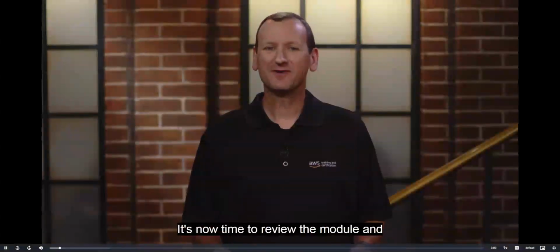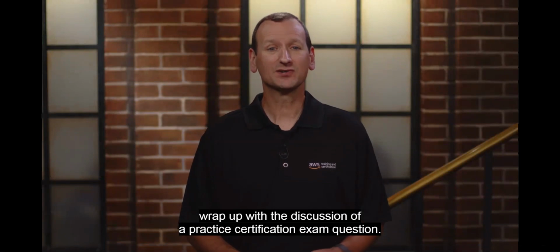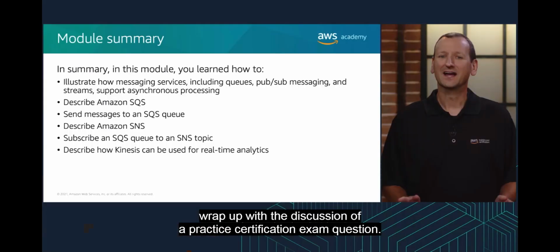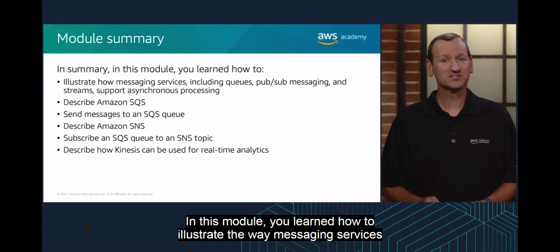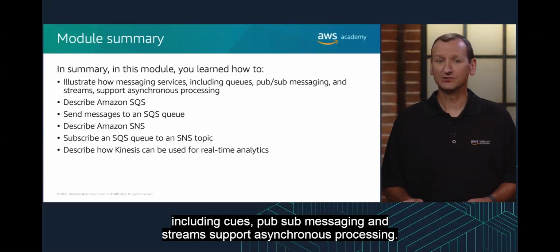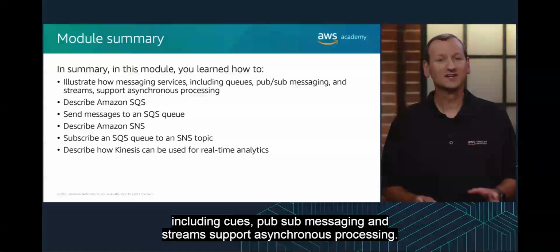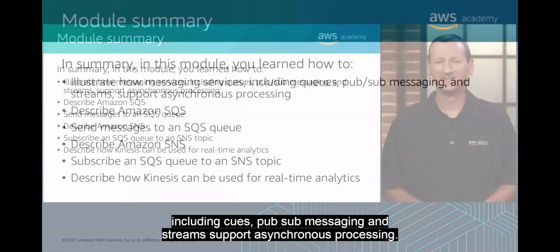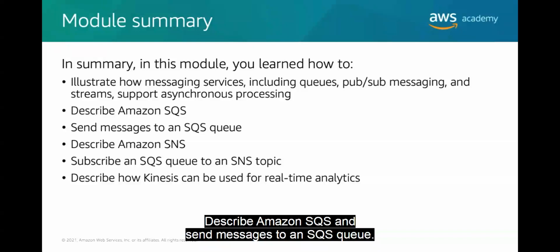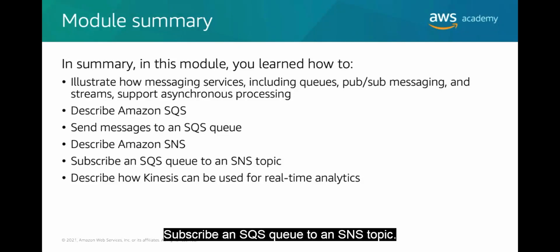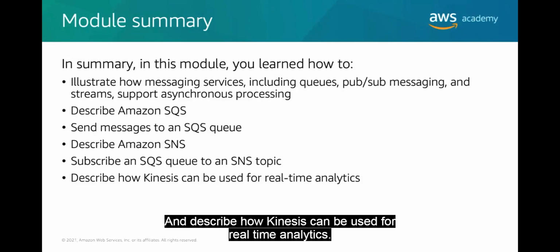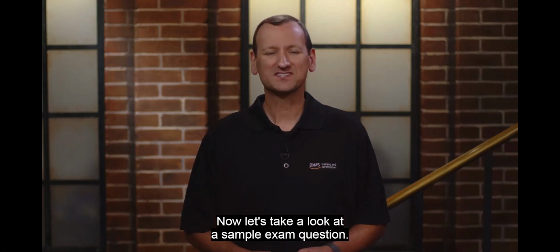It's now time to review the module and wrap up with a discussion of a practice certification exam question. In this module, you learned how to illustrate the way messaging services, including queues, pub/sub messaging, and streams, support asynchronous processing, describe Amazon SQS, and send messages to an SQS queue. You also learned how to describe Amazon SNS, subscribe an SQS queue to an SNS topic, and describe how Kinesis can be used for real-time analytics. Now, let's take a look at a sample exam question.